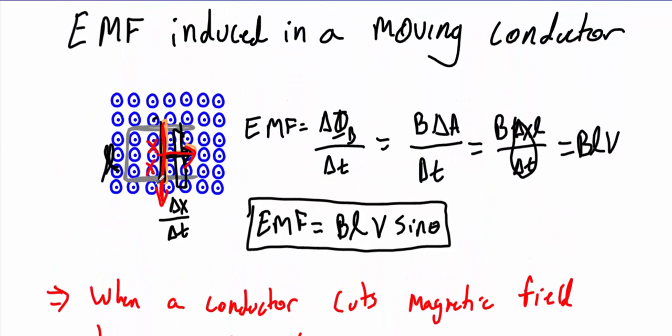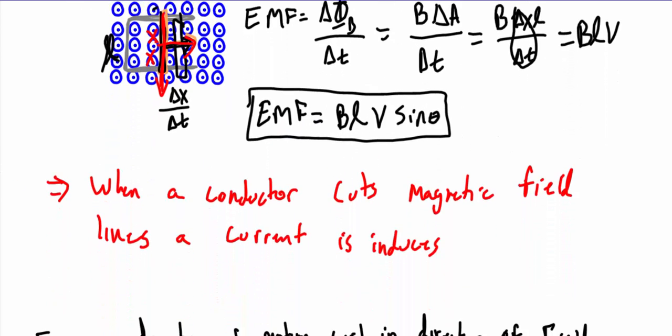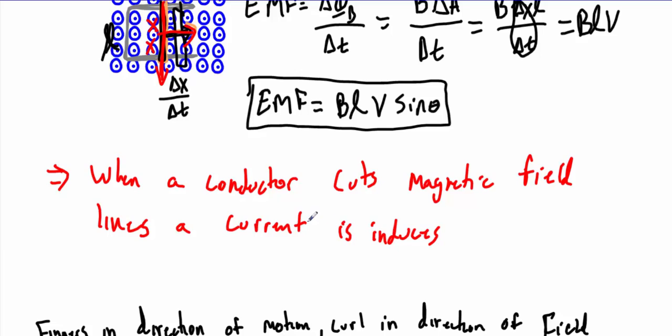Okay. But this is just another equation for EMF, and I do like the idea sometimes of thinking about cutting magnetic field lines. So anytime a conductor cuts magnetic field lines, we get a current induced in that wire.